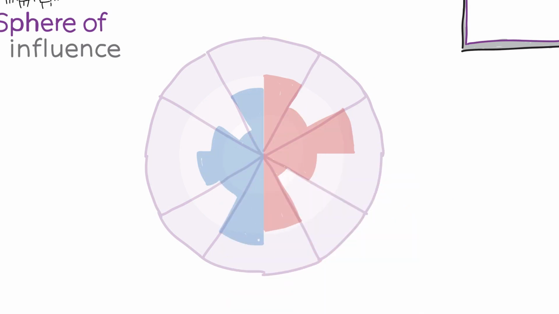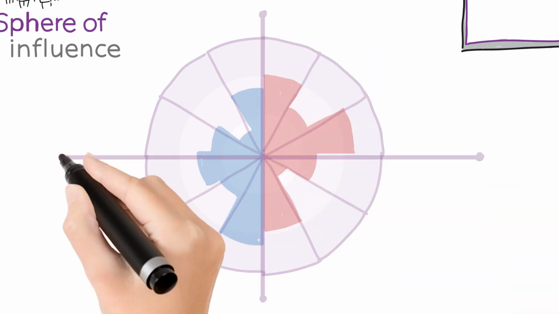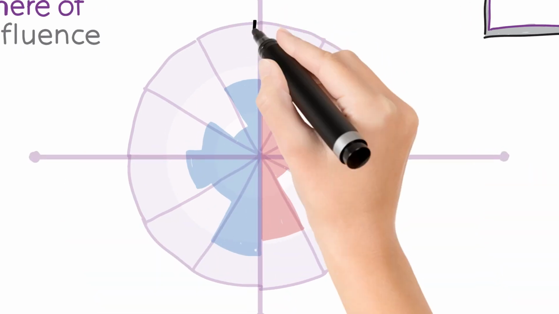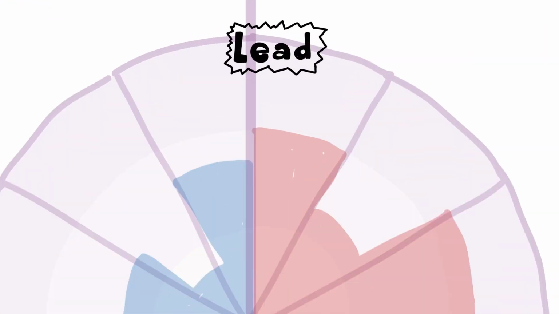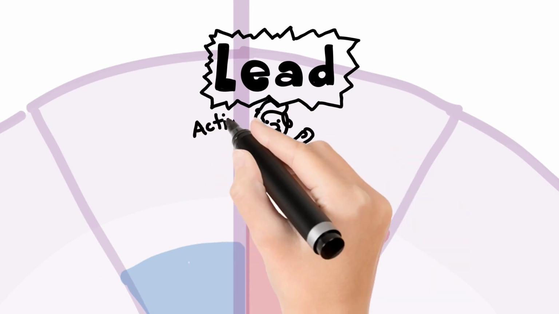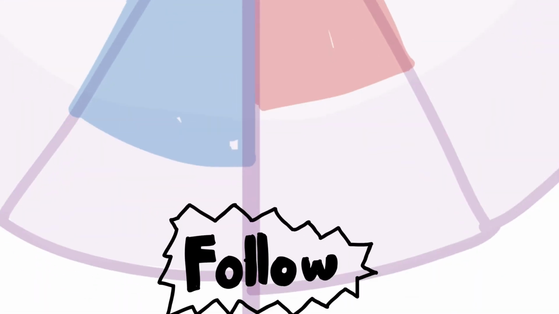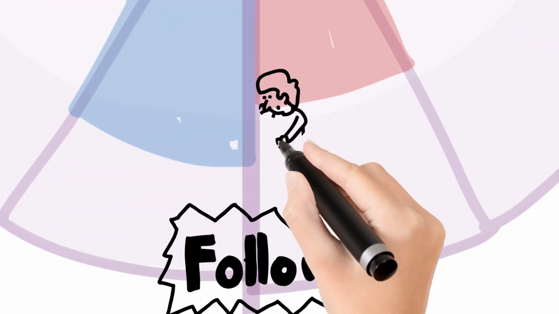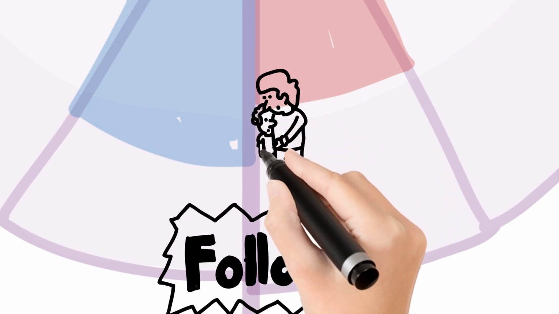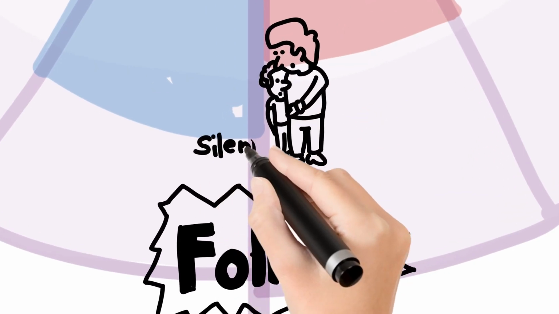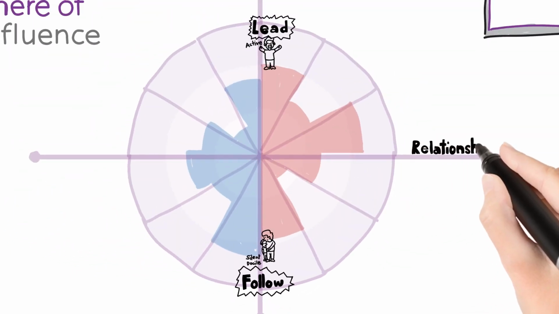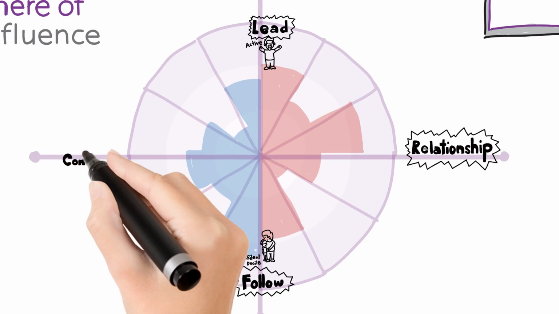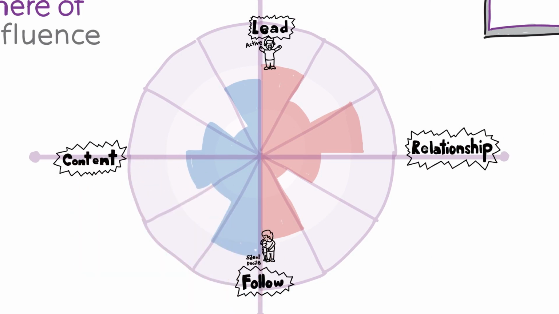The concept consists of two intersecting axes. At the top of the vertical axis, we have lead, and at the bottom, we have follow. Leading behavior is any behavior where you take an active role. With following behavior, you are less verbally present. You go along with what someone else puts forward, and at the bottom, you are in fact totally silent and docile. On the second and horizontal axis, you find relationship on the right and content on the left.